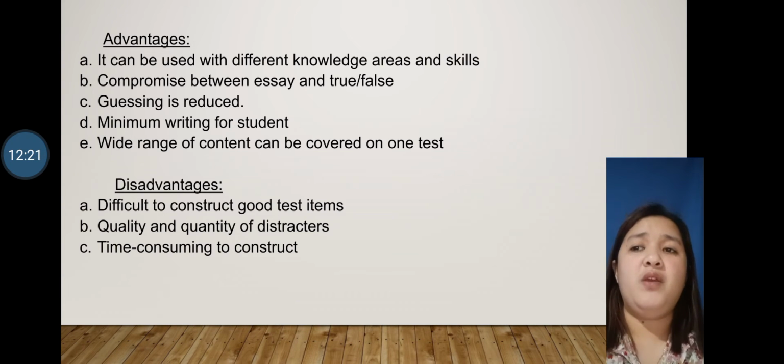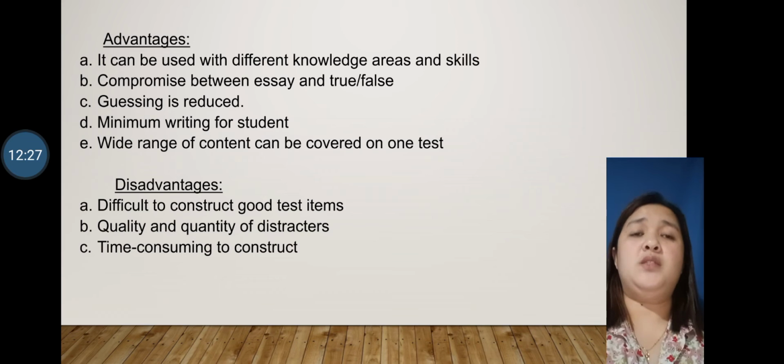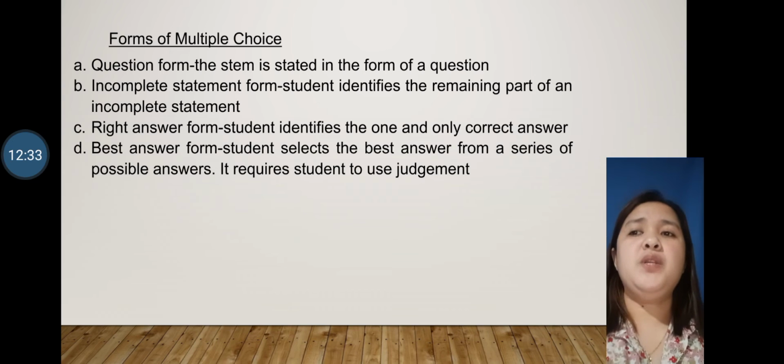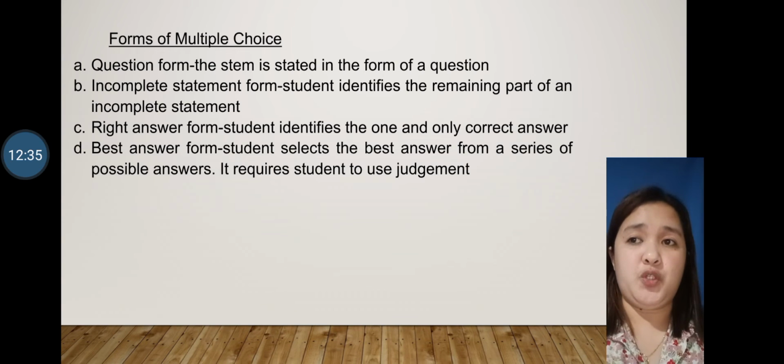The disadvantage is that it is difficult to construct good test items, in terms of the quality and quantity of distractors, and it is time consuming to construct. There are different forms of multiple choice. First is the question form, where the stem is stated in the form of a question. Then the incomplete statement form, where the student identifies the remaining part of the incomplete statement.